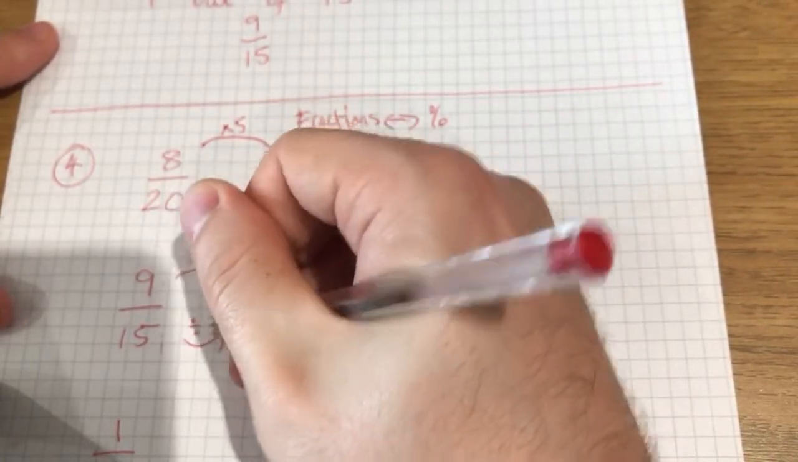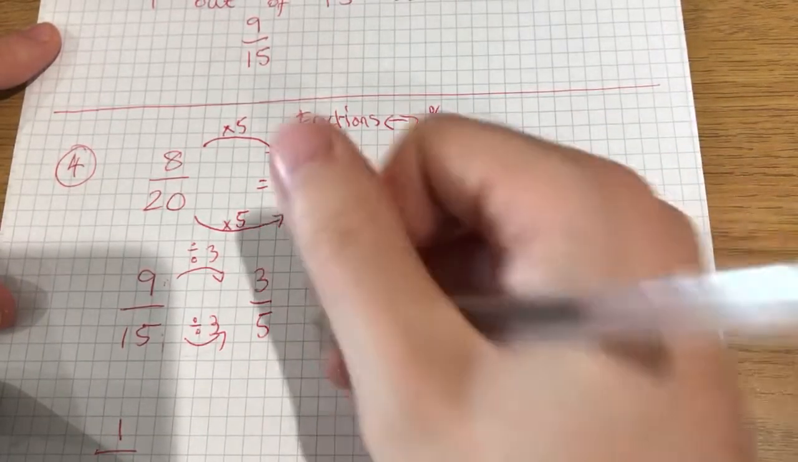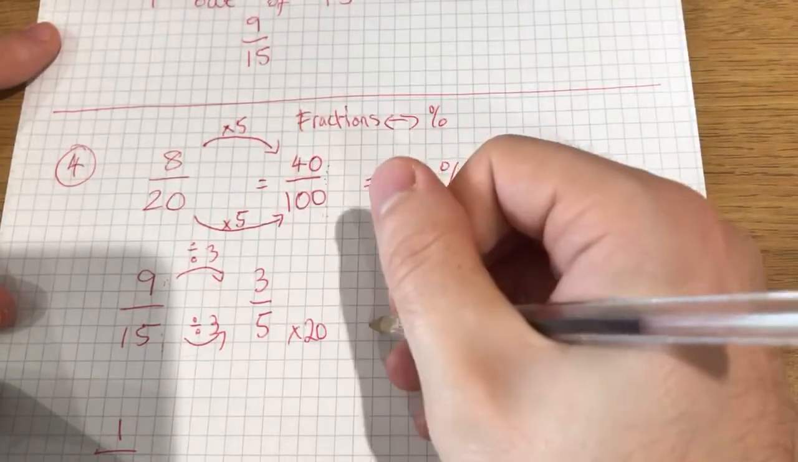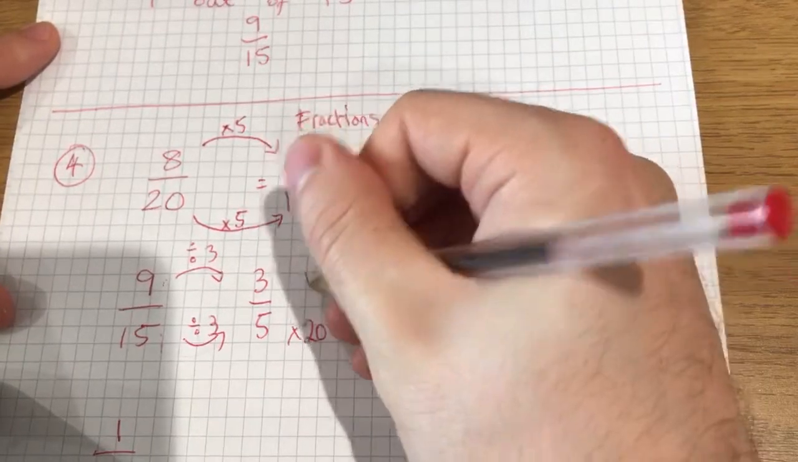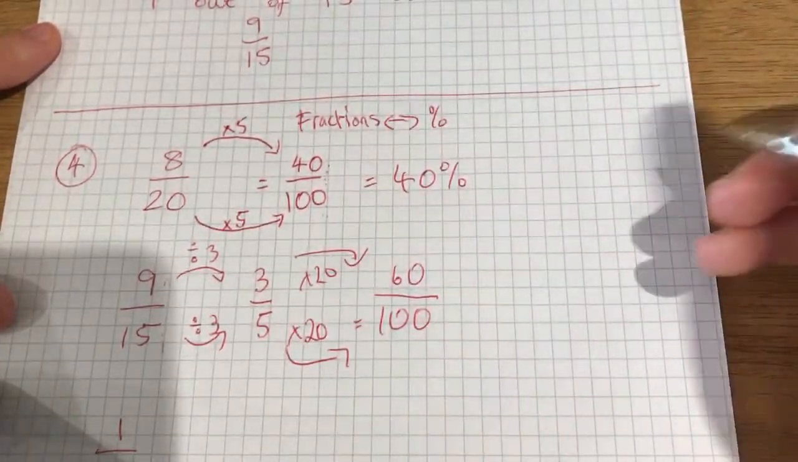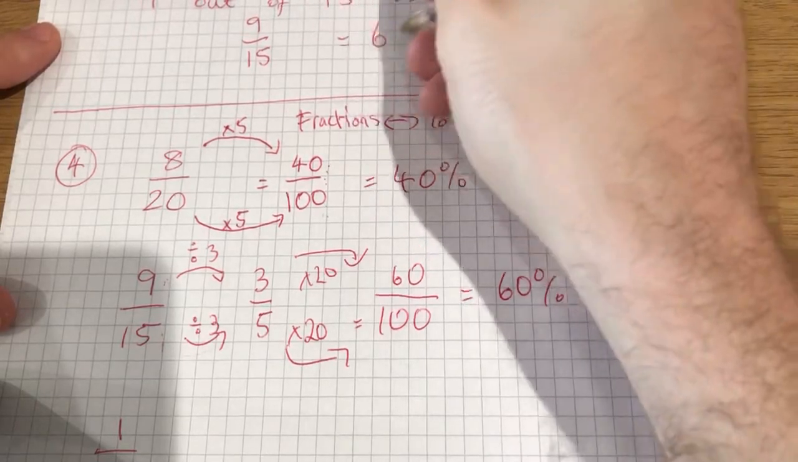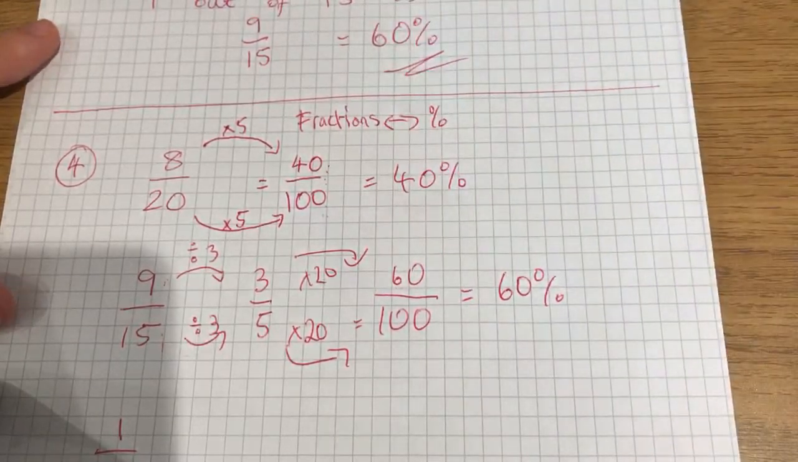Because they're both in the 3 times table, to get 3/5. And 5 goes into 100, so I can times that by 20 to get the 100, times the top by 20, gives me 60 out of 100, 60 per 100, 60%, which means this one earlier was also 60%.